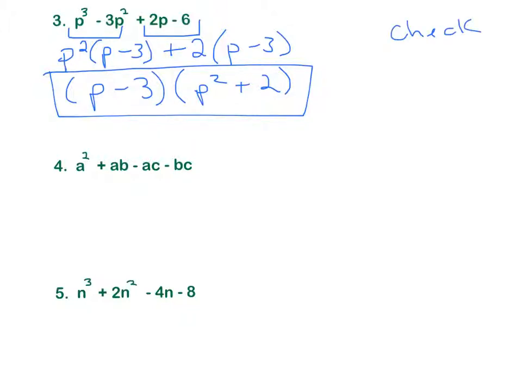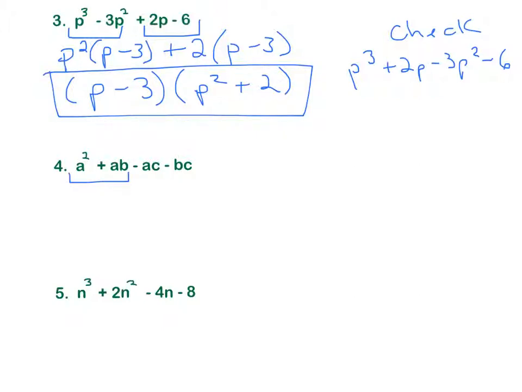If I go back and FOIL this out, I'm going to get p cubed plus 2p minus 3p squared minus 6 when I do my first, outside, inside, and last. And you'll see that this answer, even though it's in a little different order, is the same as what I started with.